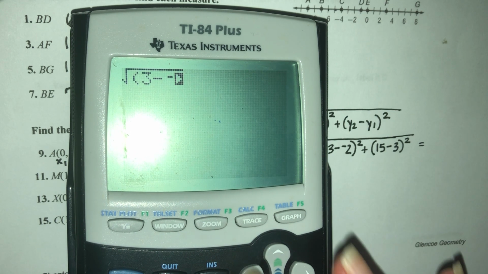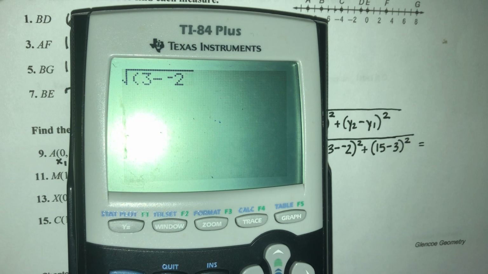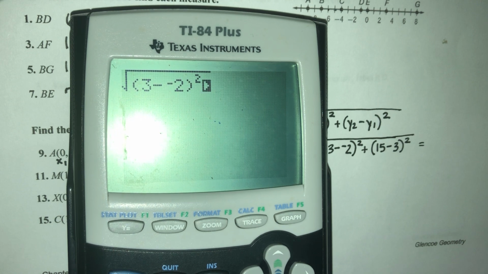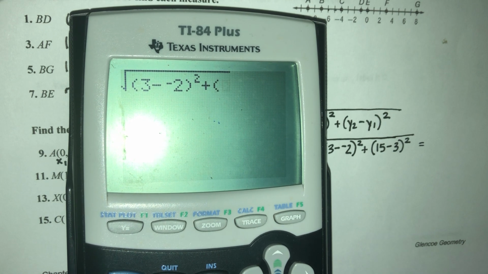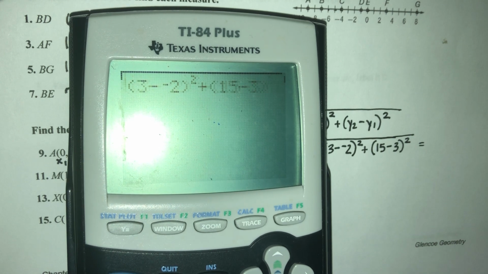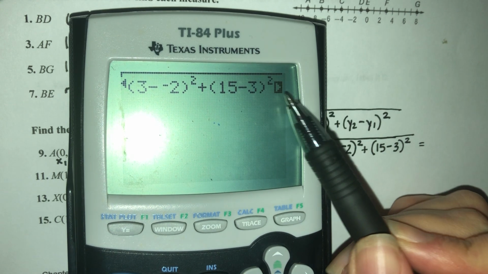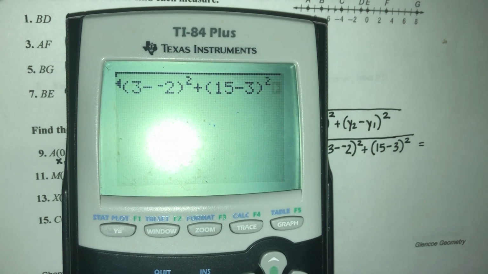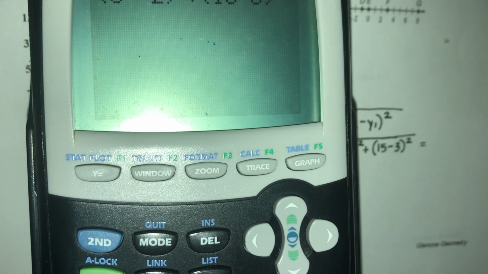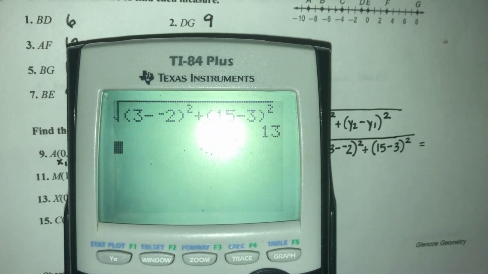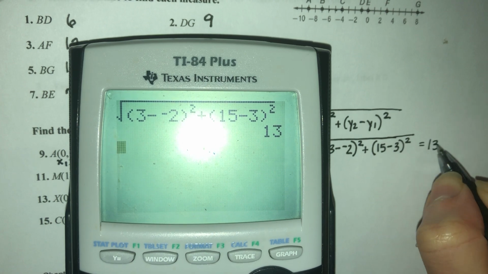Oh wait, so then I've got 2 under the square root, then close the parentheses, x squared plus new parentheses 15 minus 3 close parentheses squared. Everything is under the square root. If you hit the right arrow, it's going to go outside the square root, which we don't want. So you would have to hit the left arrow, these are your arrow keys, to get back under it if you accidentally do that. So we're going to press enter, and this gives us 13.